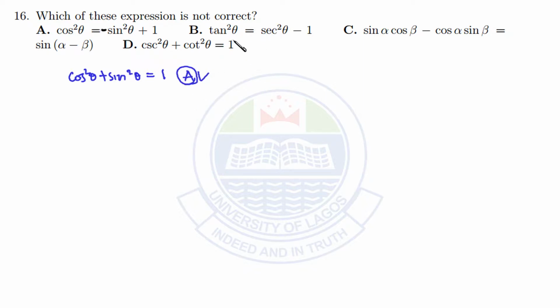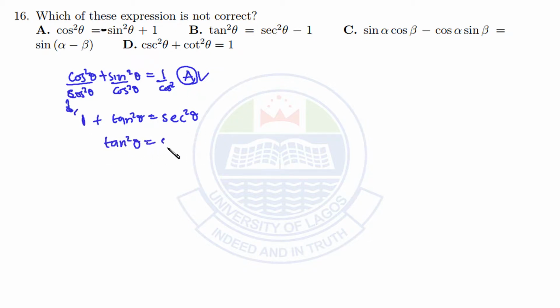What of B? If you have tan square theta, we know that if I divide each of these identities by cos square theta, I'm going to have 1 plus tan square theta equals sec square theta. That means if I bring 1 to the other side, I'm going to have tan square theta equals sec square theta minus 1. That means B is correct. What of C? I have sine alpha cos beta minus cos alpha sine beta. Of course, this will give you sine of alpha minus beta from your addition formula of trig.